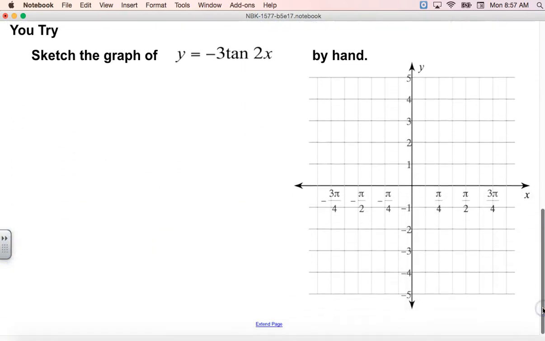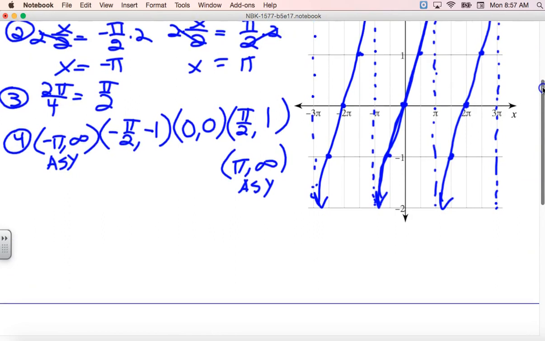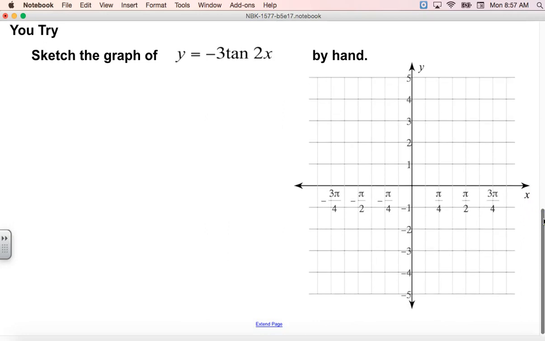You try this one. Notice that the number in front is negative. So remember, that's going to change your points from the first one being negative and the second being positive to the first one being positive and the second one being negative. All right, so instead of just using negative 1 on the second key point and positive 1 on the fourth one, they're going to swap. All right, so give that one a try, and I'll go over it.